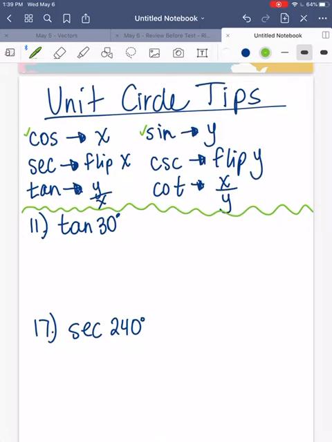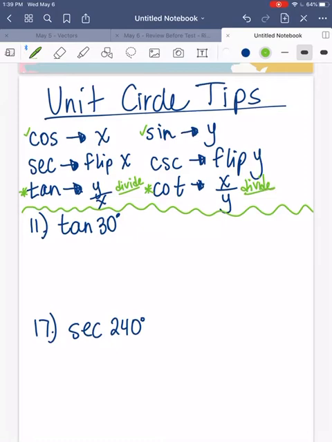Now with secant, you're going to go to the x value, but you're going to flip it. So if it's 1/2, you flip it and it's going to be 2. The same goes for cosecant, except you're taking the y and flipping it. And with these two, tangent and cotangent, you have to actually do division. So you have to divide for both of these. All right, let's talk through these really quickly.